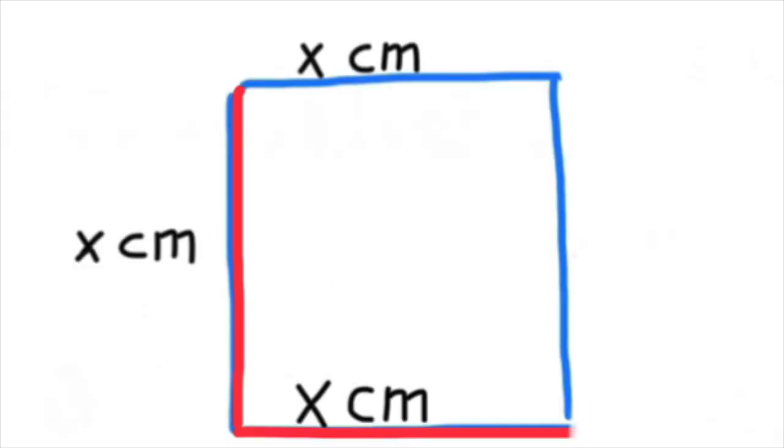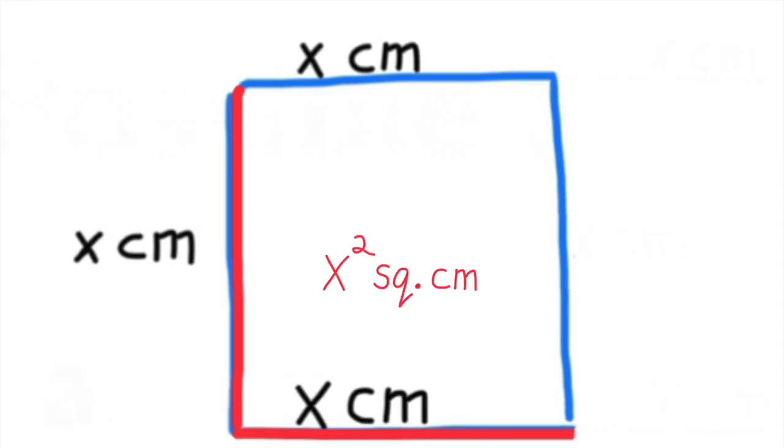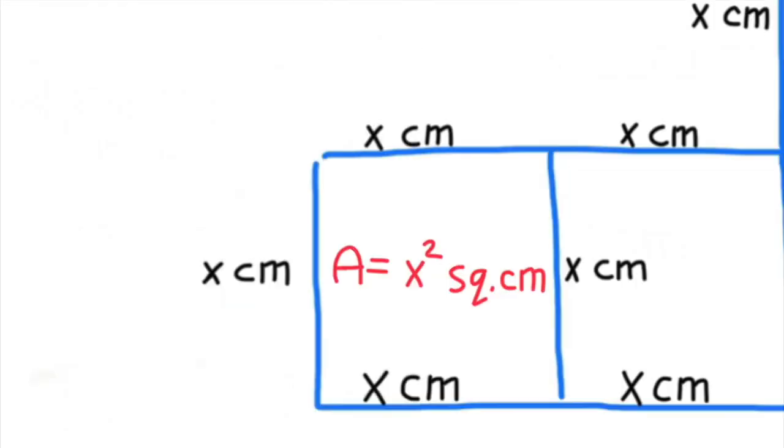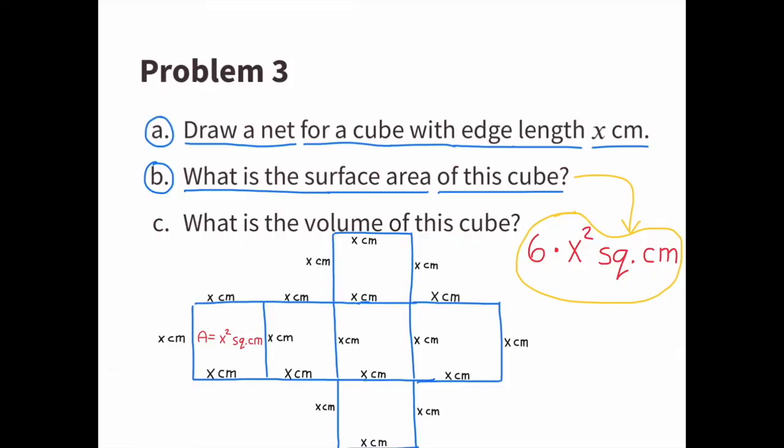Each of the 6 squares in the net have a side length of x centimeters, and x times x equals x squared. So the area of each square would be x squared centimeters, or x to the second power squared centimeters. Since there's 6 squares, all with the same area, the surface area of the cube, or the surface area of the net, will be 6 times x to the second power squared centimeters.